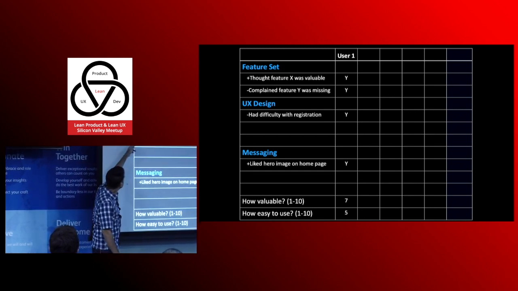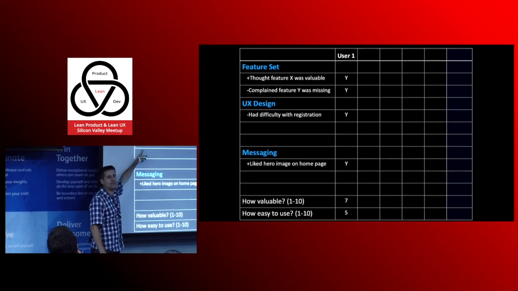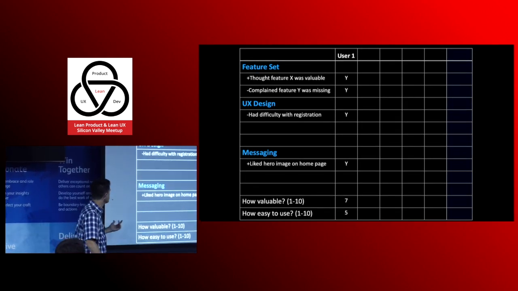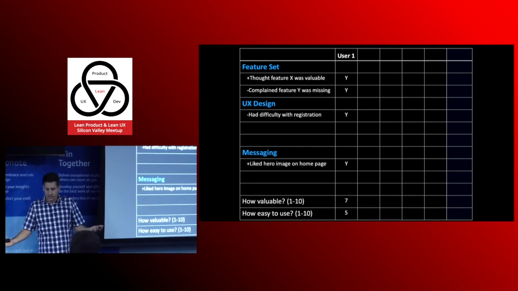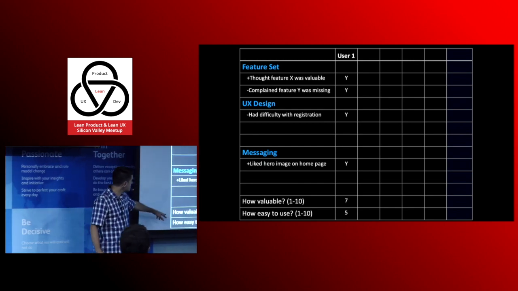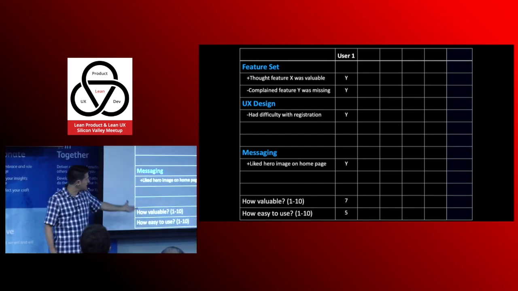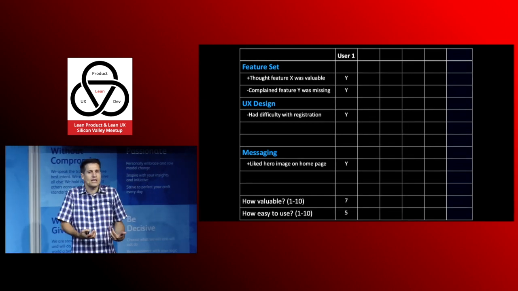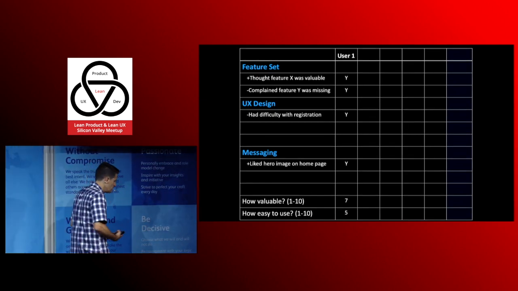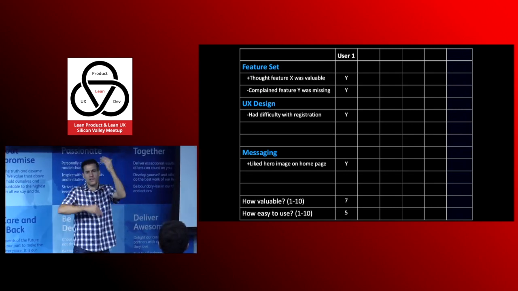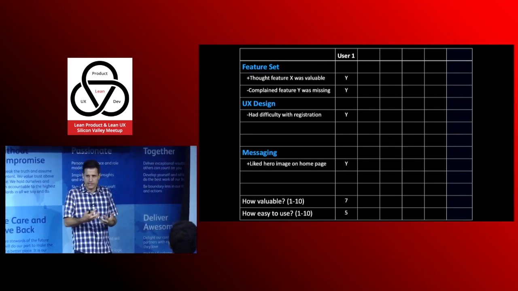So they had trouble with register. They didn't tell us they had trouble. We saw they had trouble. They couldn't figure out how to register. So we observed that. She happened to mention that on her homepage she liked the hero image that we had there. That's cool. And then I asked her for valuable and easy to use scores, and those are the numbers she gave me, right? That's summarizing the key takeaways from that session. Those might be the things that I would have the asterisk next to. I'm going to capture a lot of other notes, not just these, but these are the key takeaways.